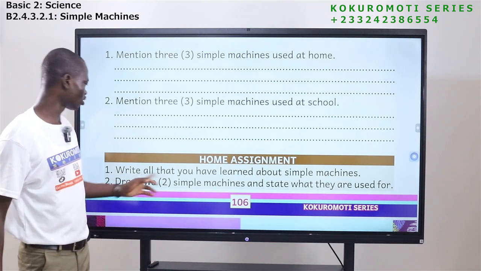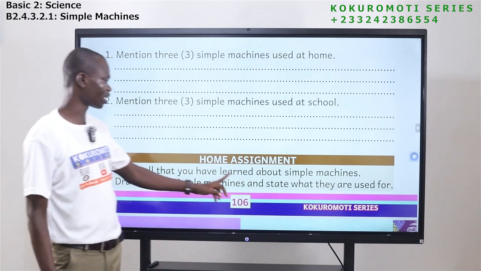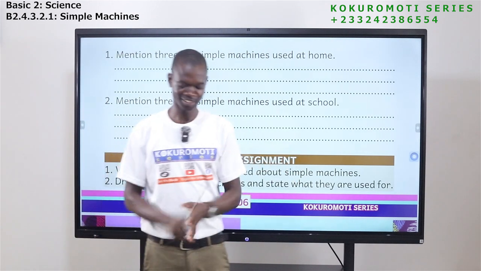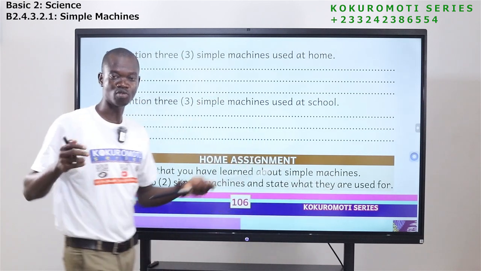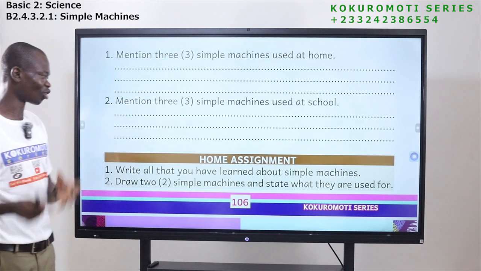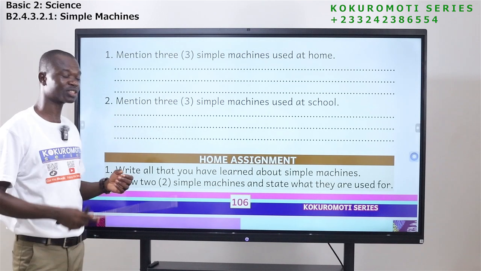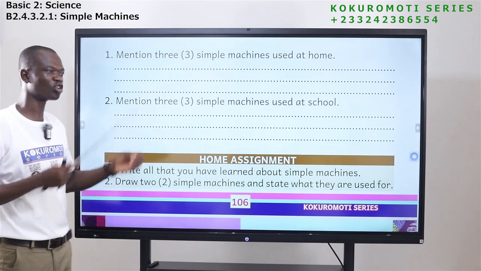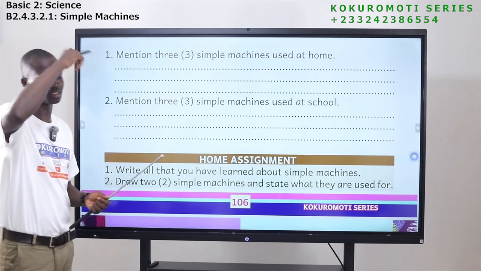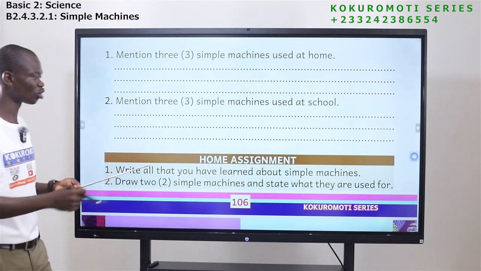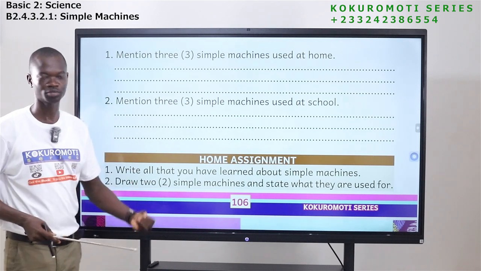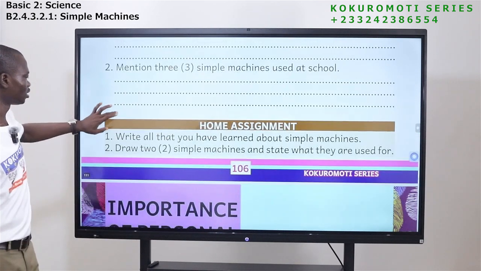Write all that you have learned about simple machines. So this question is open. I hope you can write the whole book for me. If you need to draw, you draw and then you write. You can draw to give examples. I'm not saying you should draw everything. Write, and draw to give more details about what you have written.